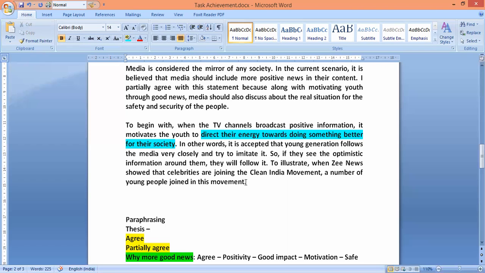It can be better, there can be some better words here. What can be the synonym for movement? Campaign. Yeah, so this is my central idea. This is my explanation. And this is my example. If you have any question, please let me know.